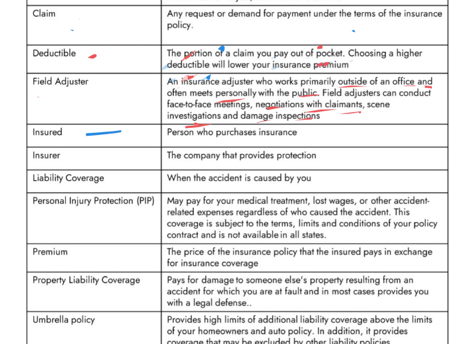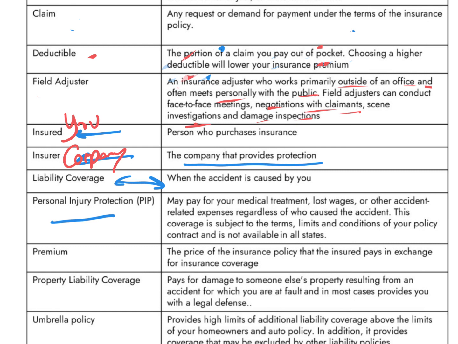When you pay for car insurance, you are considered the insured, the person who purchases the insurance. The insurer is the company that provides your insurance for you. So you are the insured, and the insurance company is the insurer. Liability coverage is coverage when the accident is caused by you.